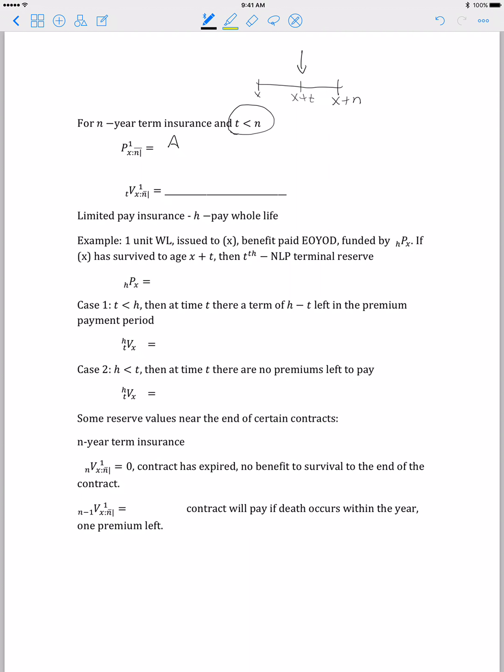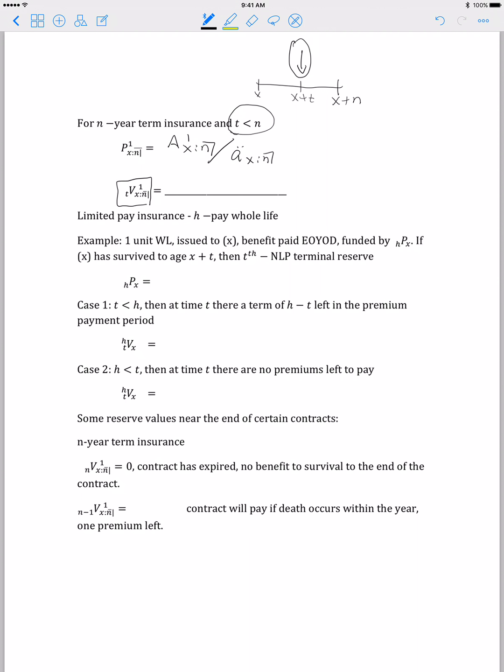Well, the equivalence principle tells us that this is just the actuarial present value at issue of n-year term insurance, divided by the temporary life annuity due with term n. And so that's my level premium payment. So this is a premium payment I'm going to be making. Now I'm right here at time x plus t. I've survived t years. This is the symbol for that t-th terminal reserve.